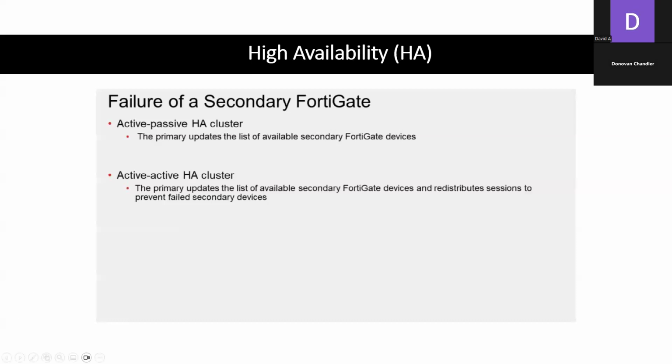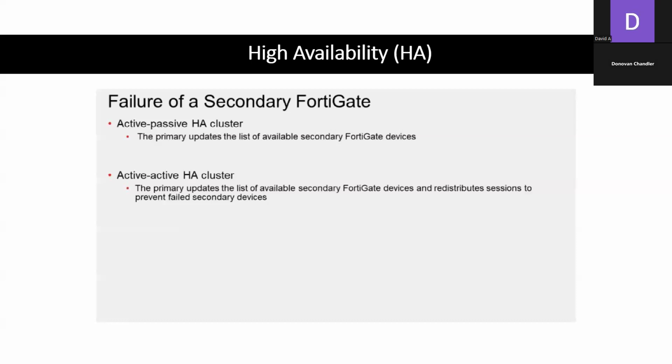Now, in active-active, all secondaries are handling traffic. So what happens in the case of a failure of a secondary FortiGate? The primary, as we just talked about, tracks the assigned sessions for each secondary and does some load balancing. What the primary FortiGate must do is not only update its list of available secondary FortiGate devices, it must also reassign sessions from the failed FortiGate to a different secondary FortiGate.